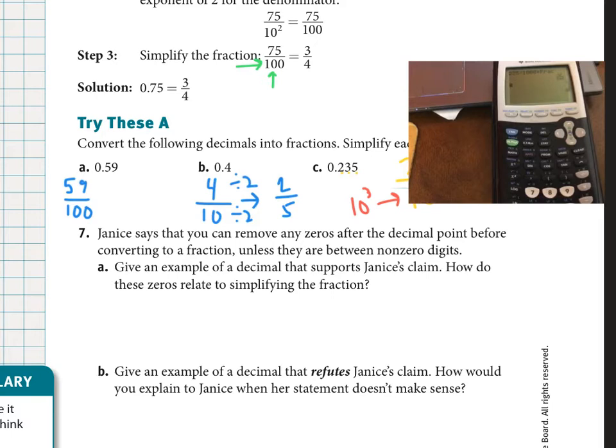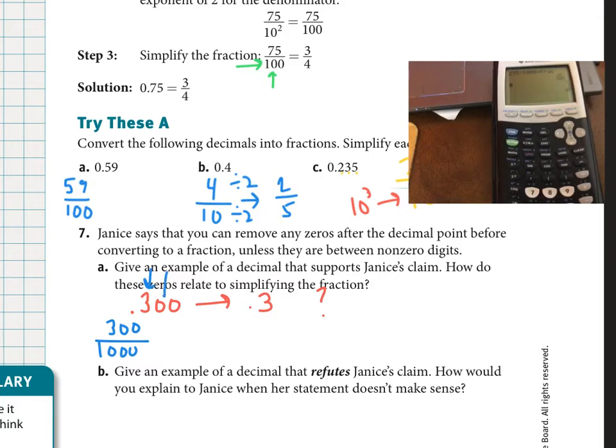So let's see. Let's say our decimal is 0.300 or something like that, and we want to convert that to a fraction. Janice is telling us we can remove those zeros. Can we just write that as 0.3? And is that going to be the same fraction? All right, so let's take a look. If we did the process to change 0.300, we have tenths, hundredths, thousandths. We have 3 digits after the decimal, so this really would be 300 over 1,000.